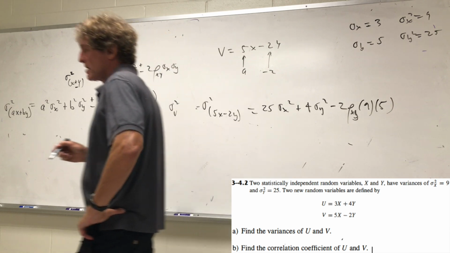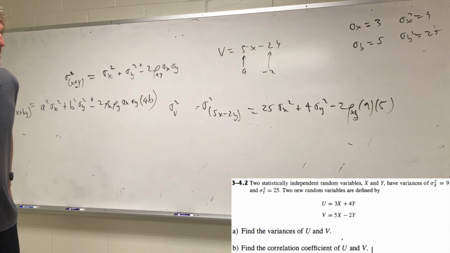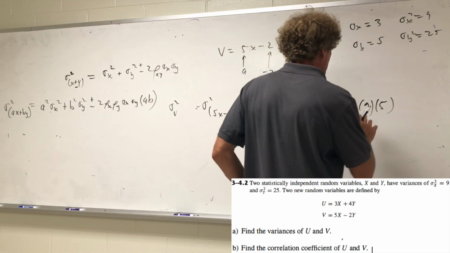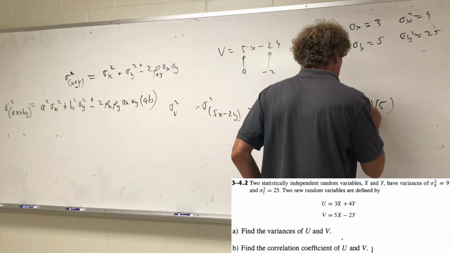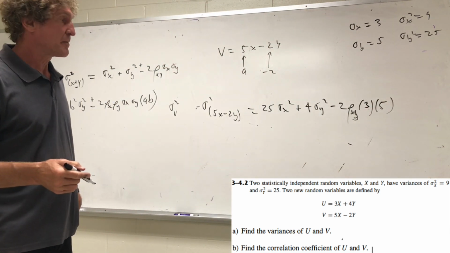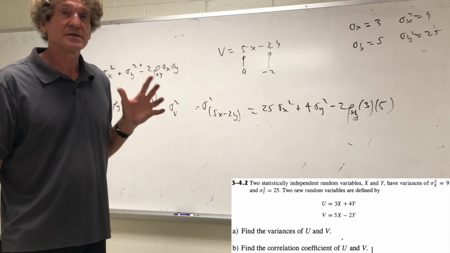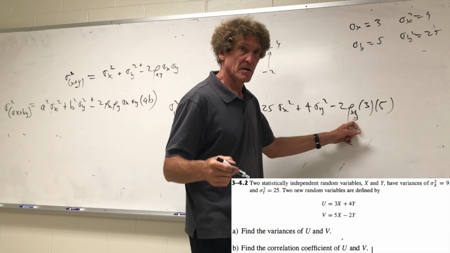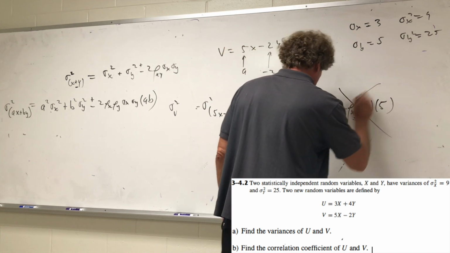And are x and y independent? Or wait, wouldn't that be 3? It's just sigma x and not sigma x squared. Yeah, you're right, 3. That's why I need to be more attentive. You all with me? But my point is, what did they say? X and y are uncorrelated? Yeah. All right, what happens to this? It disappears. That's right, it goes away.